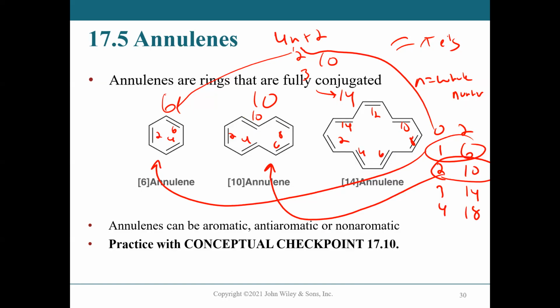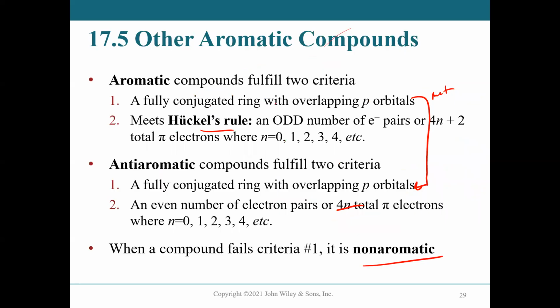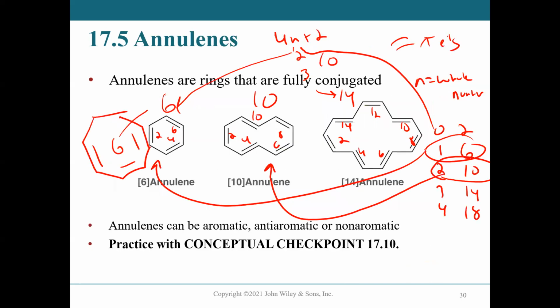So the question is, if we see these values in a question, well, let's just say I'm going to draw this out. This is just something I'm thinking about. Let's just say we had a ring like this. Well, we see we have 6 pi electrons, right? This satisfies Huckel's rule, but it doesn't satisfy a fully conjugated ring with overlapping p orbitals. So this is not going to be aromatic. This is going to be non-aromatic then, just as drawn right here.